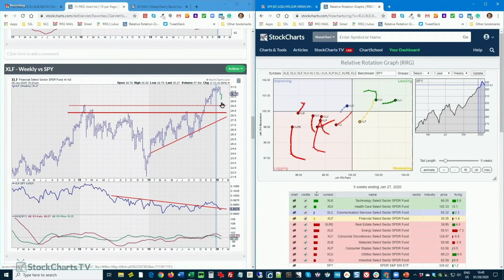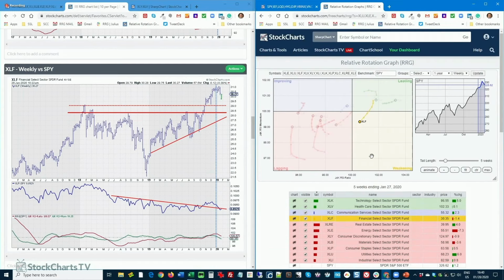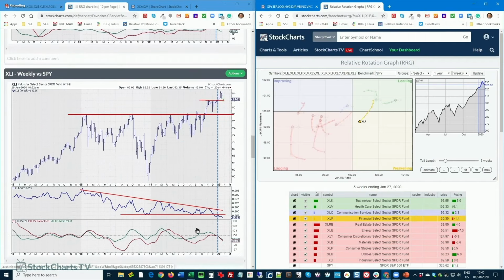Financials are still well above their overhead resistance, now support. And I'm a little bit skeptical about what's happening here. It depends on how you draw that trend line. If you angle it a little bit lower, it's holding up. If you angle it a little bit higher, it's breaking down. Relative strength is definitely losing strength. So the tail on the RRG for financials is rotating in a southwestern direction, and that's usually not good. So for the time being, financials are kind of dubious.